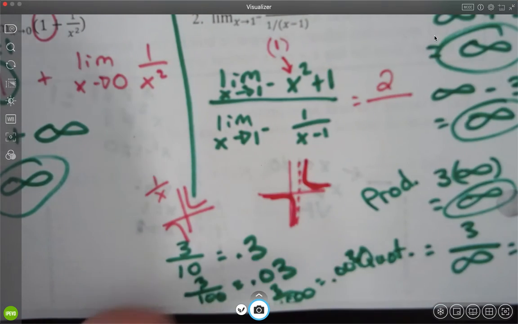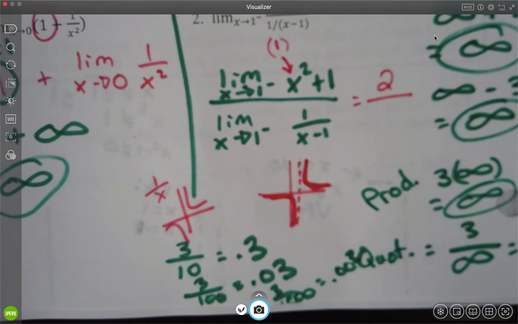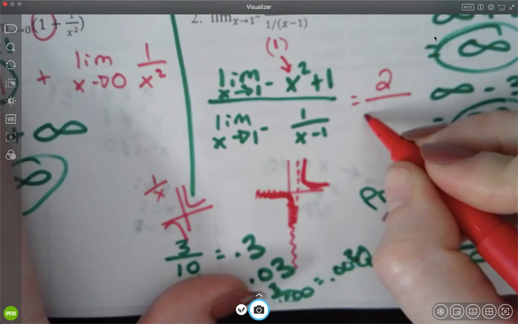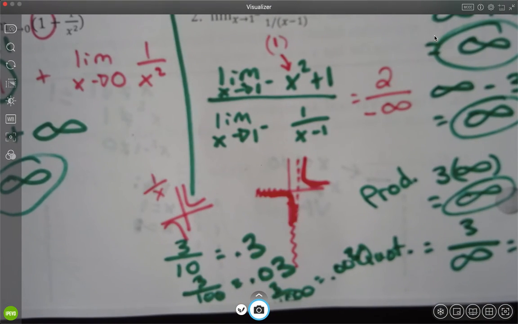Now I'm looking at approaching 1 from the left. I'm coming in from the left side. Where's he going? He's going toward negative infinity, right? He's coming in from the left and he's going down, down, down, down. So negative infinity. What's 2 divided by a really, really small number? It's a really, really big negative number.